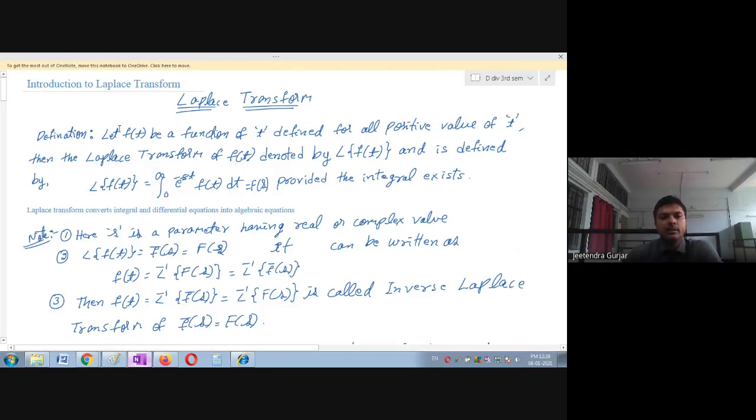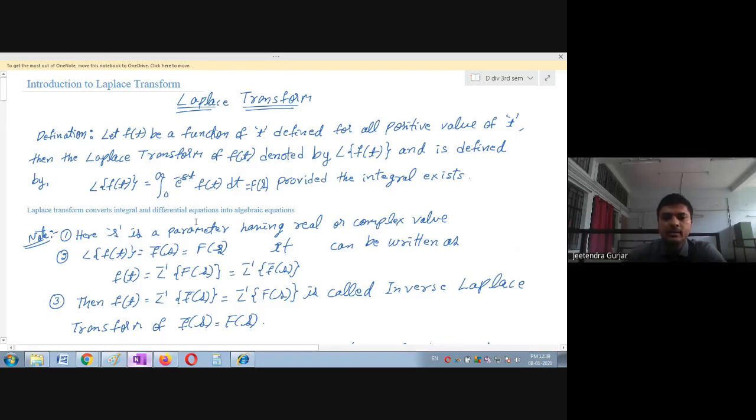We can see, yes, students, let f of t be a function of t defined for all positive values of t. Then the Laplace transform of f of t, denoted by L of f of t, is defined by L of f of t equal to the integral from 0 to infinity of e raised to minus st f of t dt, which is equal to capital F of s, provided the integral exists. Yes, students, one can easily understand this Laplace transform.